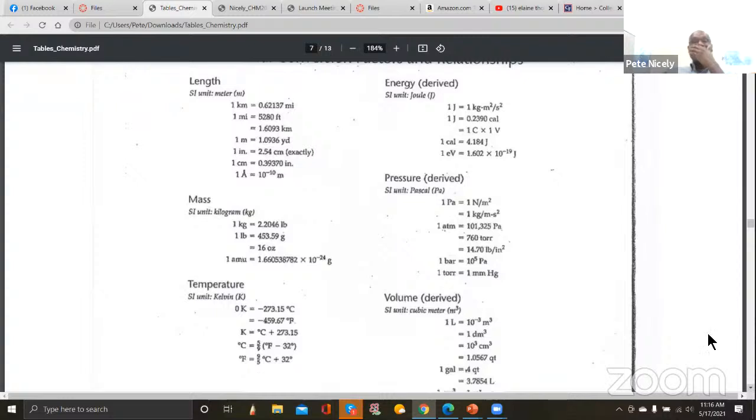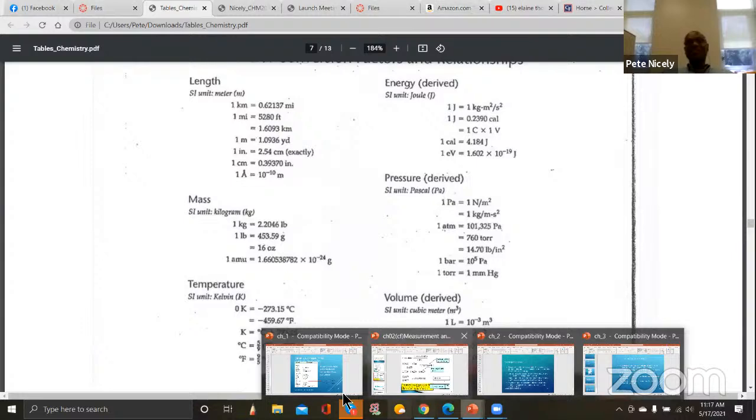this is a more comprehensive list of the different relationships. We have the relationships for length, mass, temperature, energy, pressure, volume, right? So just to highlight a couple of examples, 1 mile is equal to 5,280 feet, which is also equal to 1.6093 kilometers. 1 pound is equal to 453.59 grams, and so on and so forth. So these are the different relationships that you'll be using to do these conversions, all right?